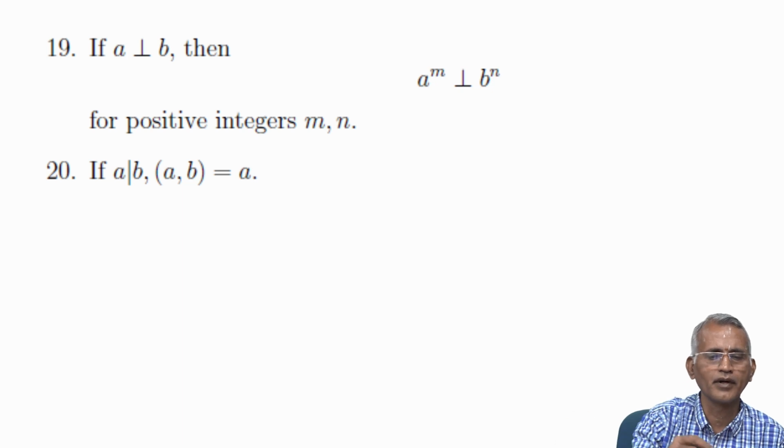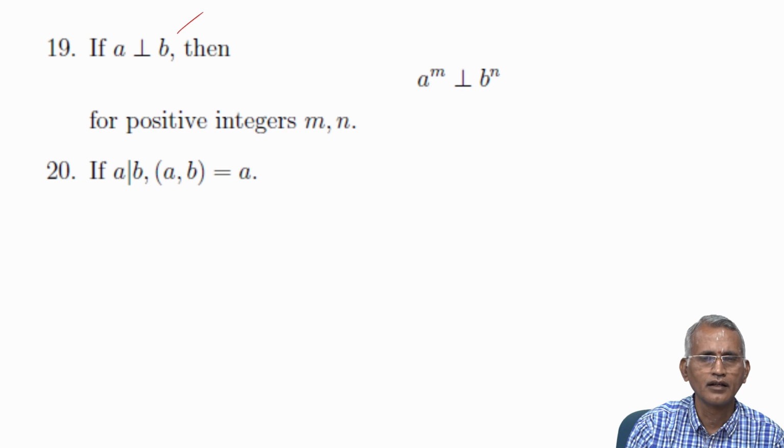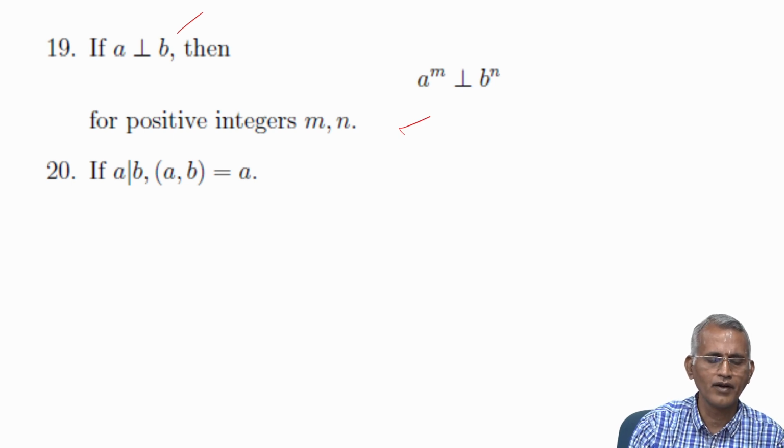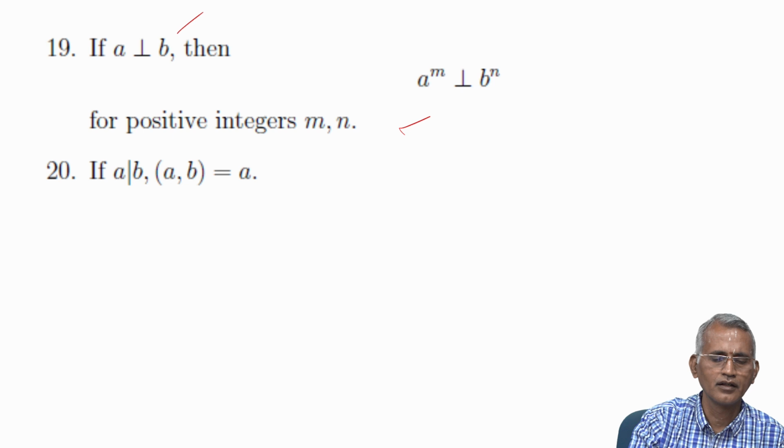If A is coprime to B, meaning the greatest common divisor of the two numbers is 1, then A power m and B power n are coprime to one another for positive integers m comma n. If A divides B, then the GCD of the ordered pair A comma B equals A.